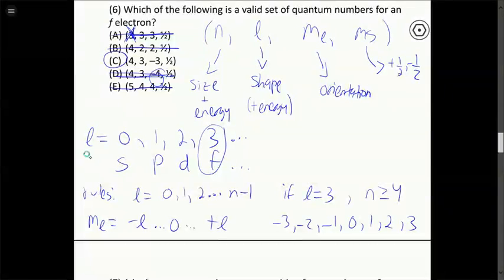It has a value of n that's allowed for L equals 3, and it has a value of m sub L that's allowed also for an L equals 3 orbital. All right, so any questions on quantum numbers or the rules that they follow or what they mean?